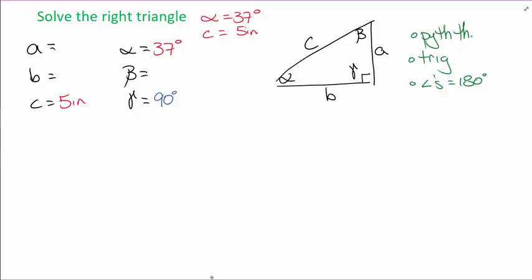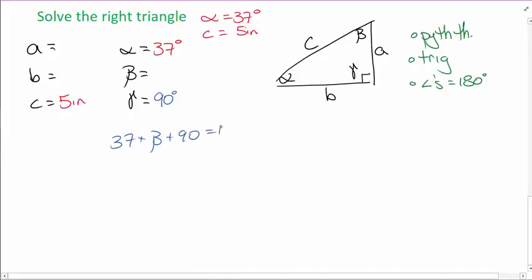We can then use the fact that 37 plus beta plus 90 will equal a sum of 180, and therefore beta would have to be the complement of 37 degrees, which is 53 degrees. We now are going to have to bring in the lengths here.